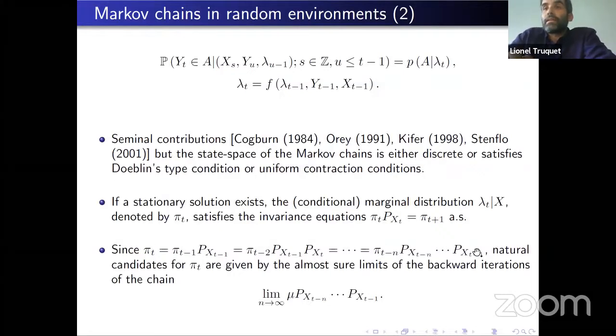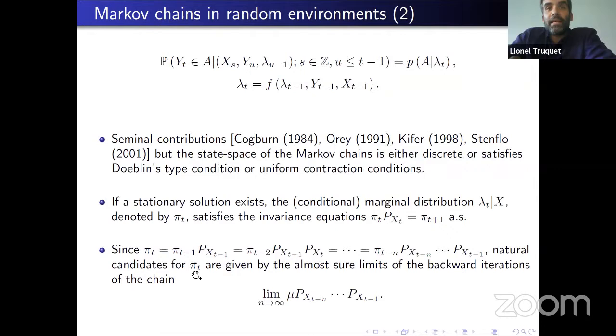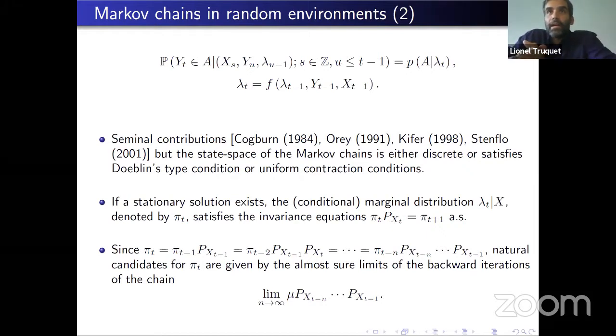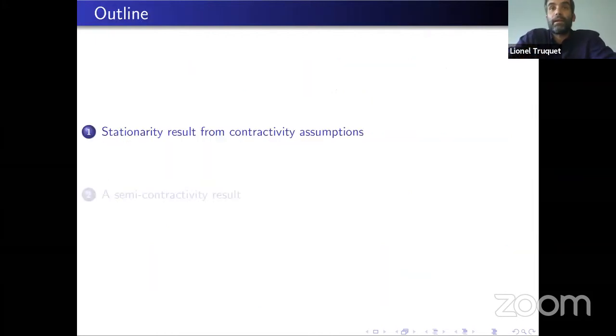So the main point is that when you look at this equilibrium equation, and when you iterate it, you can write this pi t as pi t minus n at time t minus n times the various kernel between time t minus n and time t minus 1. So a natural way to define some candidates for pi t is to look at the almost sure limits of the backward iteration of the chain, where you initialize by measure mu, and you try to show that there is a solution. And in favorable cases, we will have a single solution. And we can also get some ergodicity results. So this is the general principle.